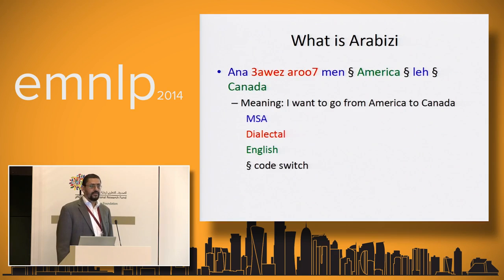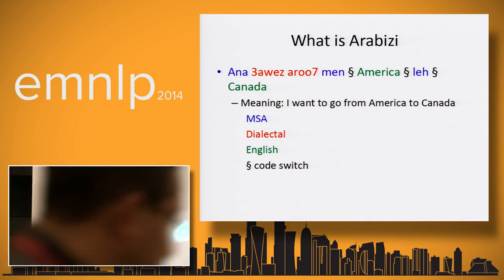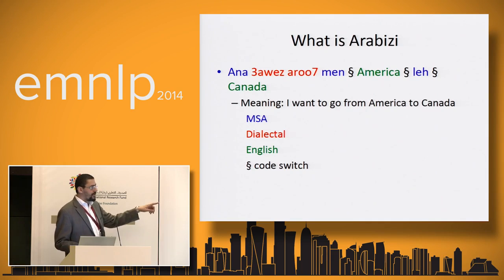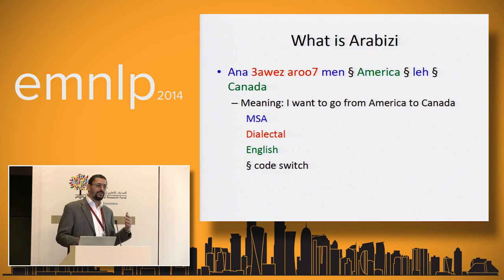And it turns out that this is rather complicated in the way it looks, in the sense that you have words like "ana" and "min" that are actually MSA words. "عاوز أروح" is dialectal. And then you have English words nestled into this, like America and Canada, and you can really argue whether these are transliterations of an English name into Arabizi, or they were actually English words to start with. But in any case, you get MSA, you get dialectal, you get English, and you get lots of context switching between all three.